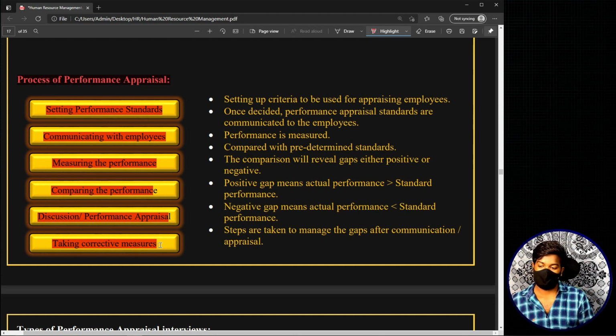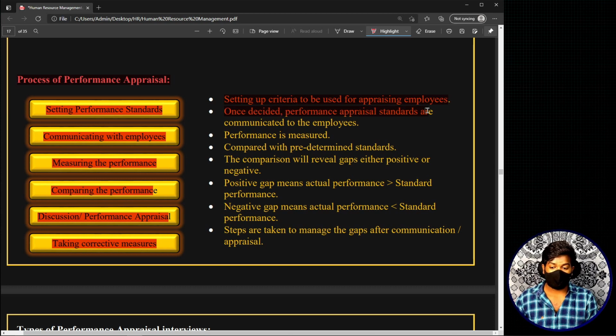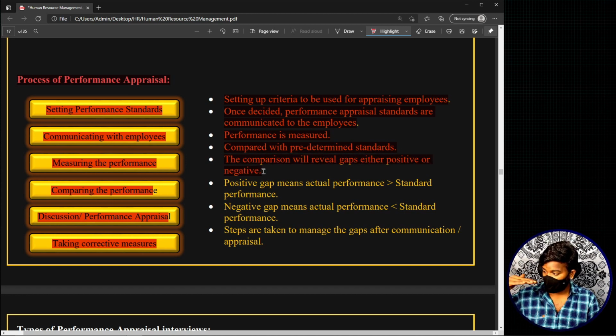Now, just for your reference, I have also written here that in the first step, setting up criteria to be used for appraising employees means setting performance standards. Once decided, performance appraisal standards are communicated to the employees, and then performance is measured, and then it is compared with the predetermined standards, and the comparison will reveal gaps, either positive or negative. In rare cases, neutral. That means the expected performance will match with the actual performance delivered.